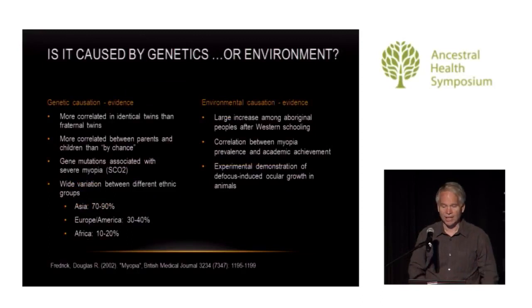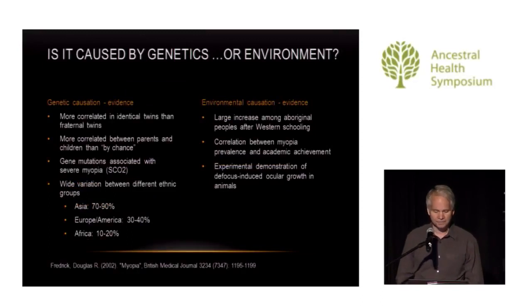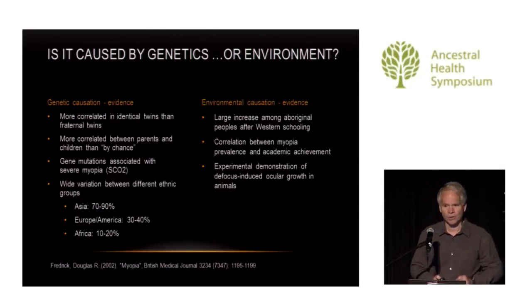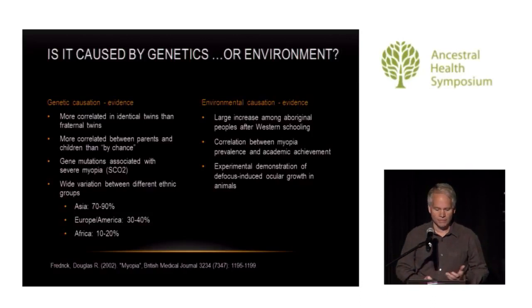So the question is: is myopia caused genetically or is it environmental? There's evidence on both sides. For example, twin studies and parent-child studies show a higher correlation than you would get with fraternal twins or just by chance. There's a number of gene mutations that have been identified.